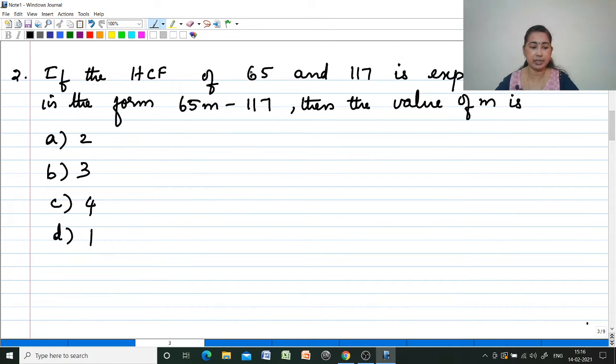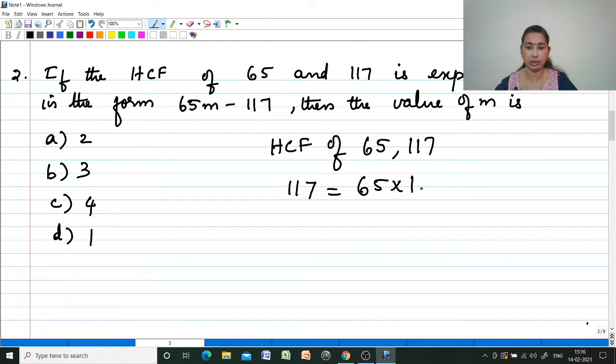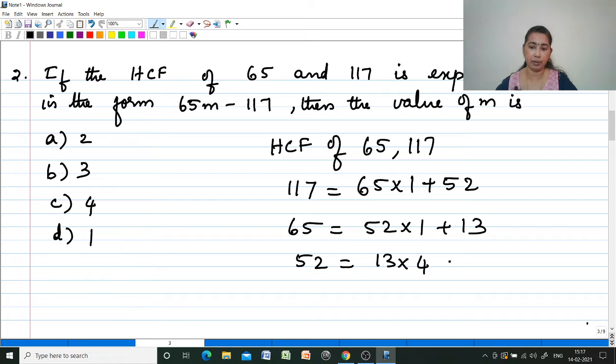If the HCF of 65 and 117 is expressible in the form 65m minus 117, then the value of m is. So we have to find what is the value of m. So first we'll go for finding the HCF of 65 and 117. 117 can be written as 65 into 1 plus 52. And 65 can be written as 52 into 1 plus 13, and 52 is equal to 13 into 4 plus 0. So we can say that the HCF of 65 and 117 is 13.